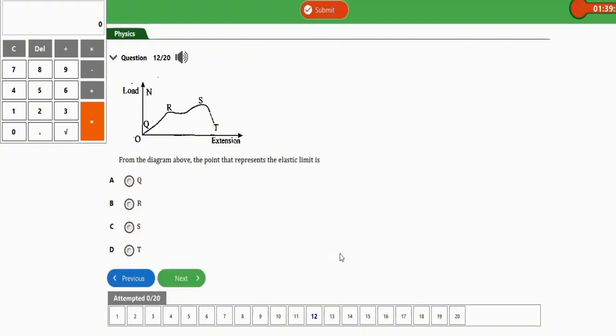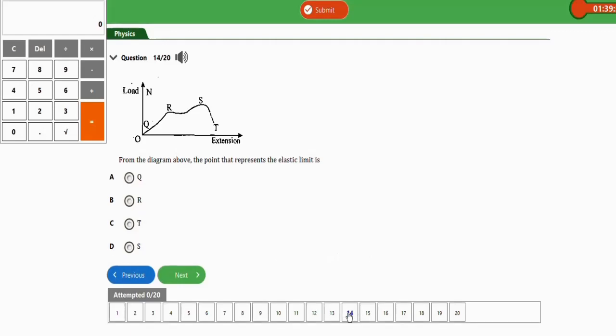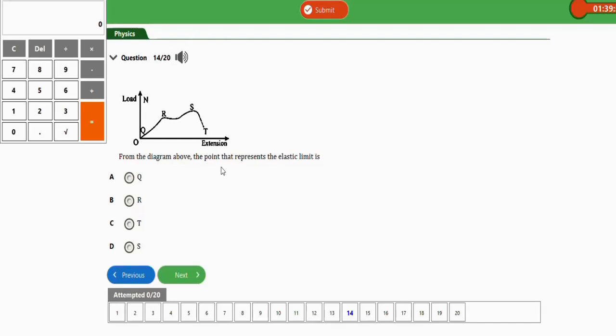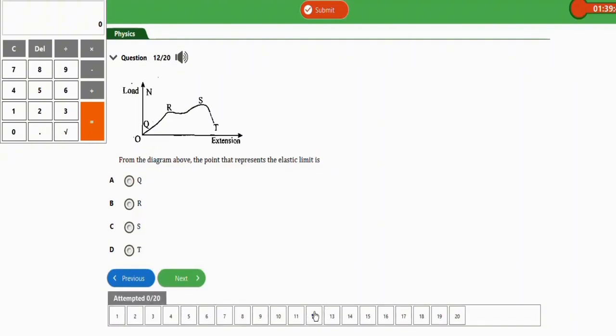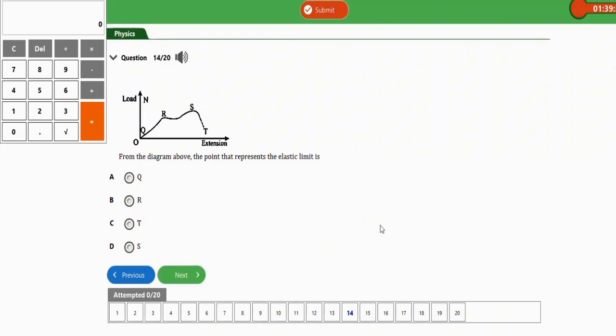Let's go to the next one, which is this question. It says, from the diagram above, the point that represents the elastic limit is. I think we can answer this question: it is point R. It is a question we just finished answering. They repeated it. So let's go to the next one.